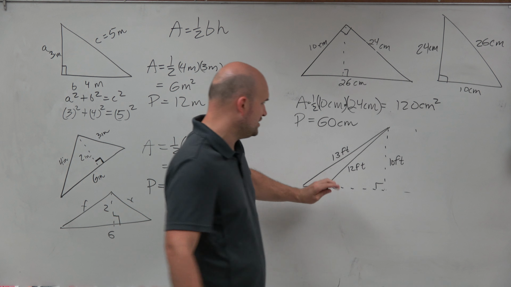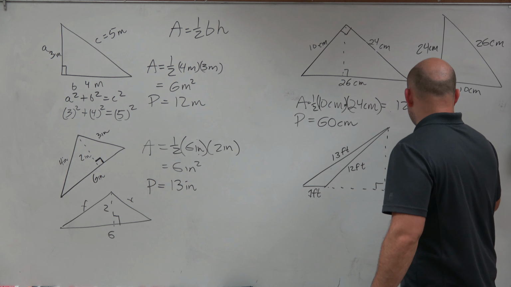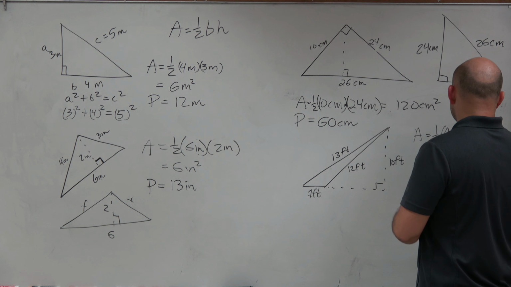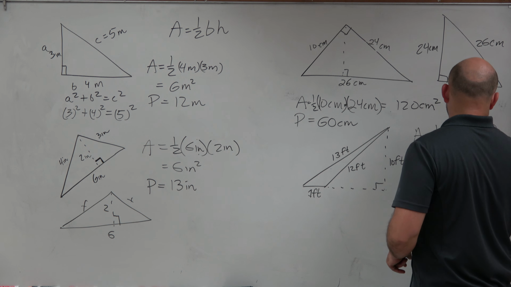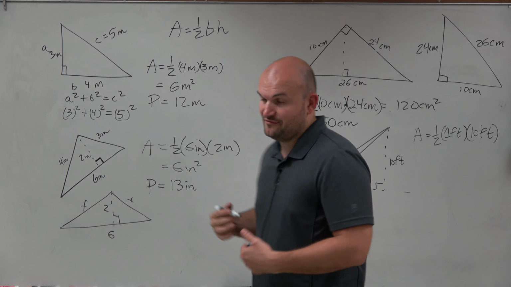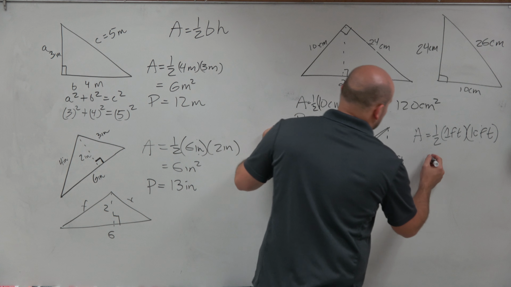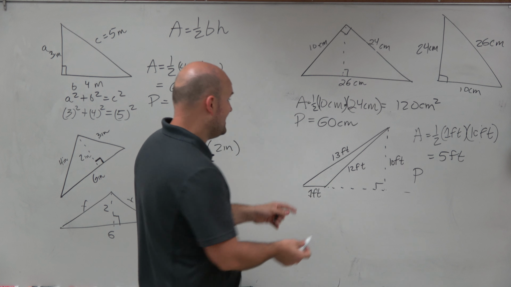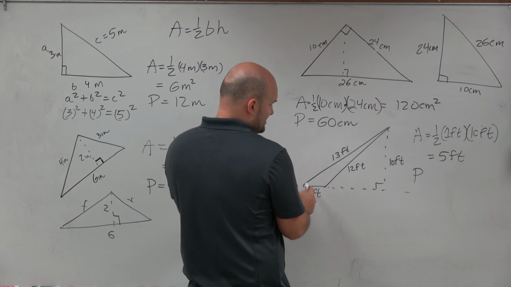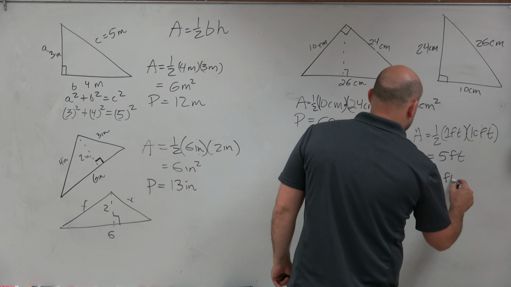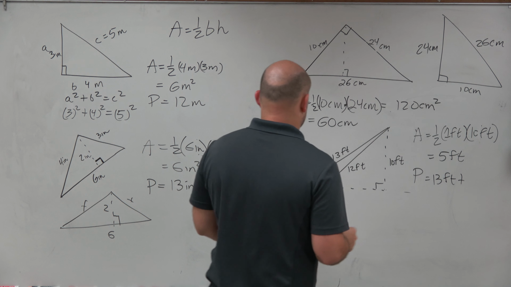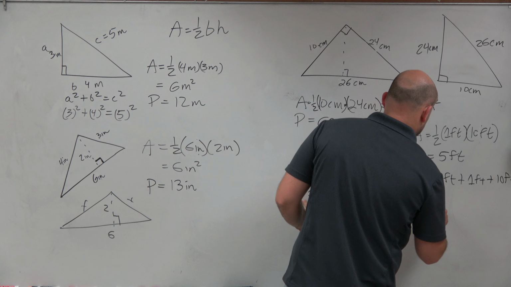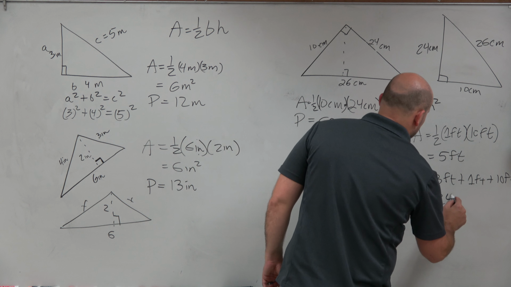So if I wanted to find the area of this triangle, I'm going to use, again, 1/2 base, which is 1 foot, times 10 feet. So now 10 feet times 1 foot is just 10 feet, times 1/2. That's going to equal 5 feet squared. However, if I want to find the perimeter, then I do care about these two side lengths as well as this base. So that's going to be 13 feet plus 1 foot plus 10 feet. 14, so that's going to be 24 feet.